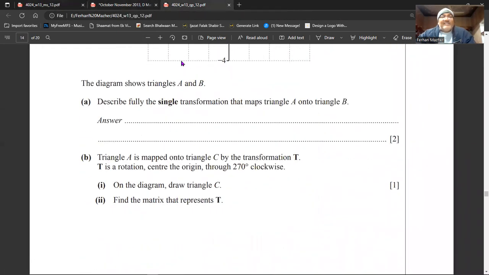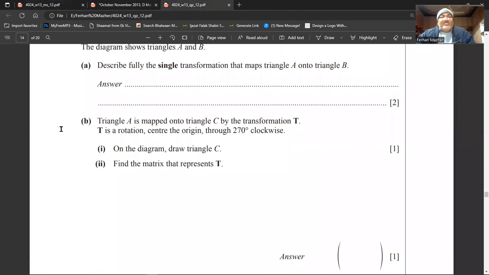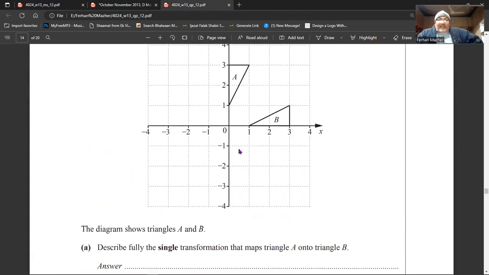Okay, the next part is, he says triangle A is mapped onto triangle C by the transformation T. T is a rotation, center the origin and through 270 degrees clockwise. On the diagram, draw the triangle C. Find the matrix that represents the T. Okay, it's a 1 mark question. So this is your center of rotation. Think about the hand of a clock, and this will move 270 degrees clockwise. Use your imagination. This is the point around which this hand of the clock will rotate.